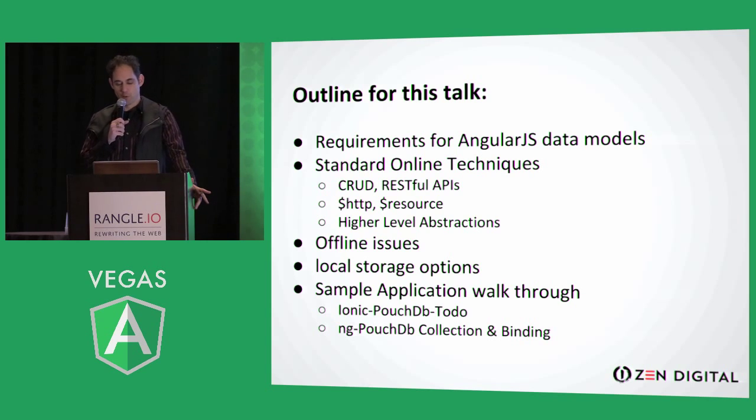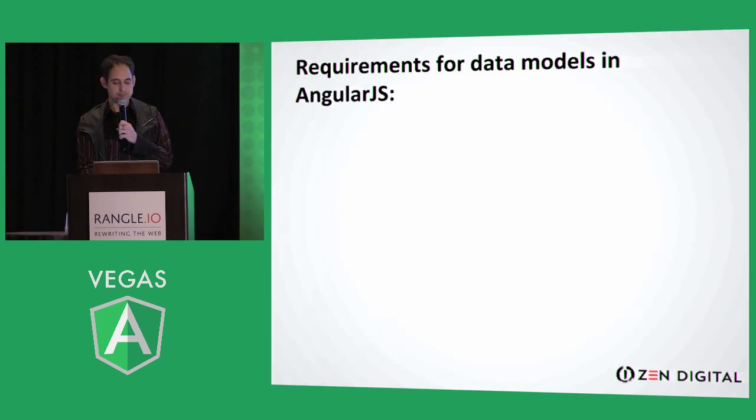This is the outline of what I'm going to go over. What are the requirements for AngularJS data models? What are the standard online techniques that are being employed? What are the offline issues that we need to deal with? What are our local storage options? And then we're going to have a sample application walkthrough. It's actually not Ionic PouchDB to do. I did an updated version. So it's to do ngPouchDB, and I'll be sharing that on GitHub later. And we'll be looking at the ngPouchDB collection.